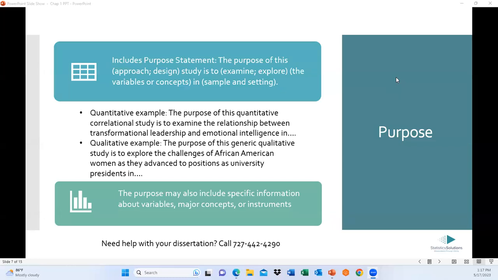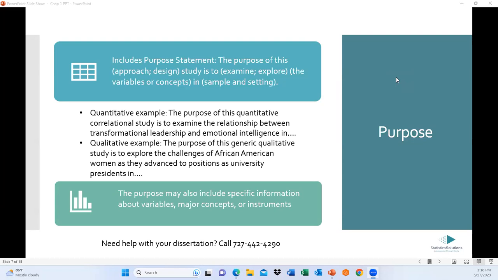Again, this is a fairly short section, but the purpose section contains the purpose statement. And the thing about the purpose statement, it usually has a specific construction, and I have examples here. Usually the purpose statement begins the purpose section. Okay, so the purpose statement reads something like this: the purpose of this approach, design, study is to examine or explore, whatever verb you decide, the variables or concept in whatever your sample and whatever your setting is.